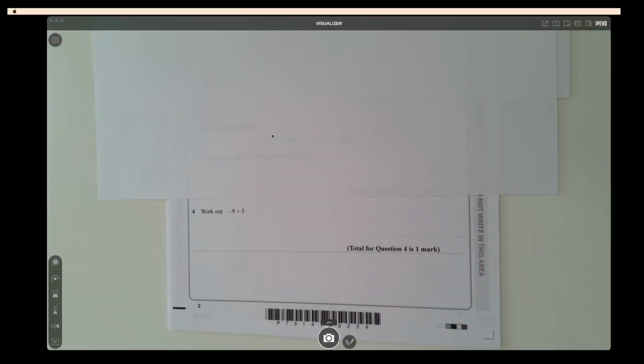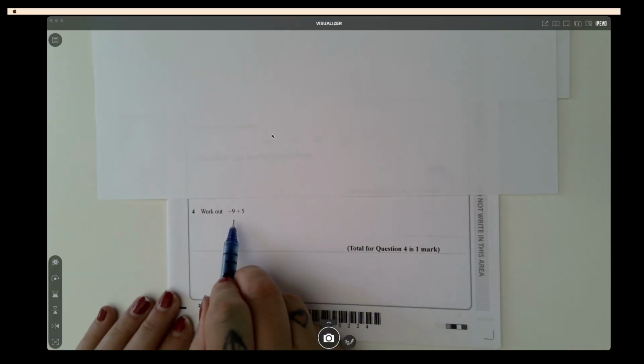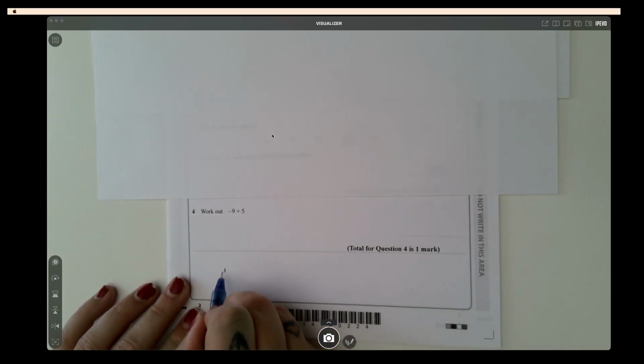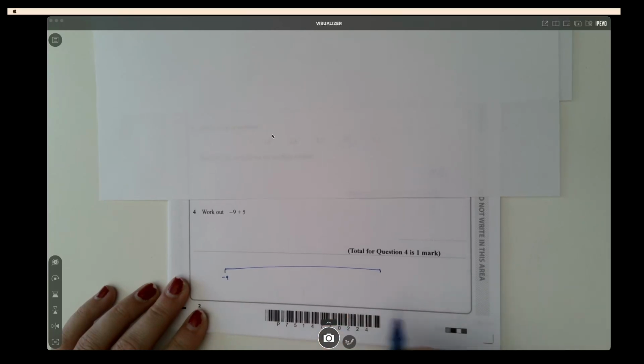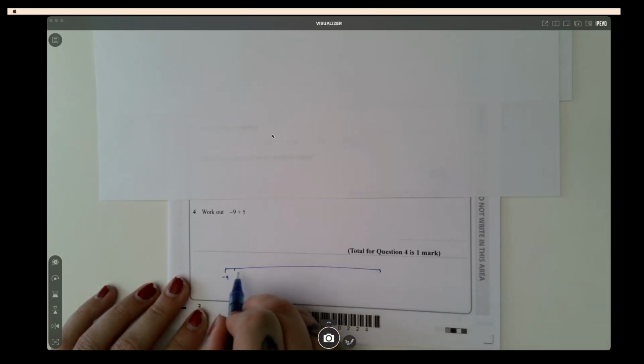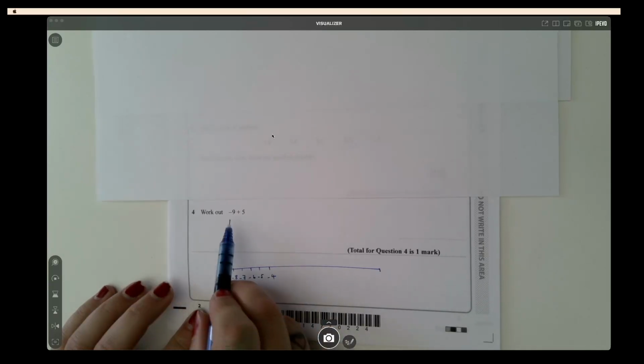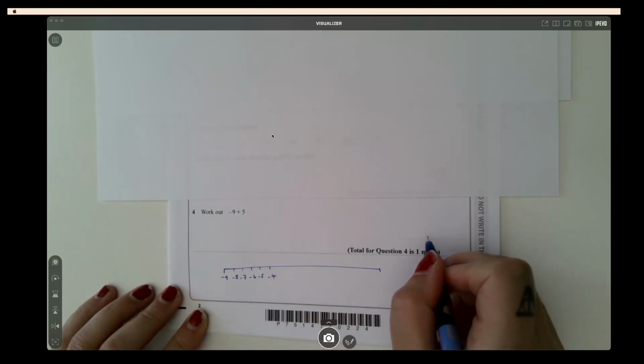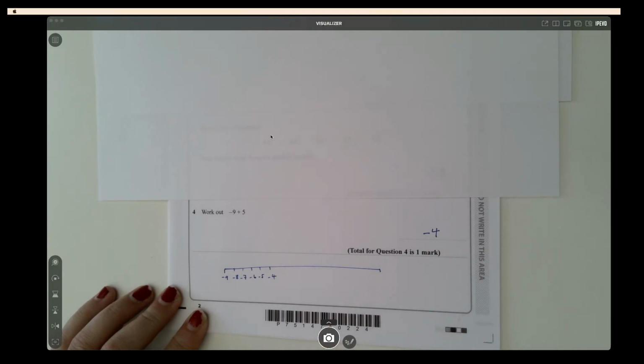Question 4. Work out -9 add 5. So we're starting at -9 on the number line, and then we're adding 5. So we're going to move towards 0 5 times. So 1, 2, 3, 4, 5: -8, -7, -6, -5, -4. So -9 add 5 is -4.